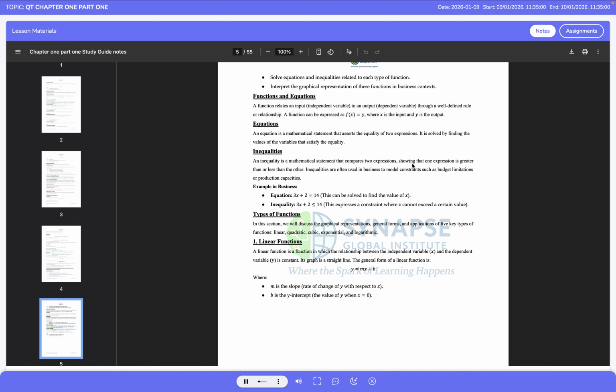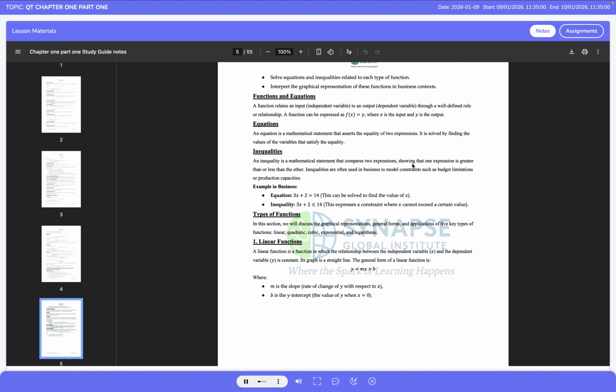capacities. For example, the equation 3x + 2 = 14 can be solved to find the exact value of x, while the inequality 3x + 2 ≤ 14 expresses a restriction where x cannot exceed a certain value.